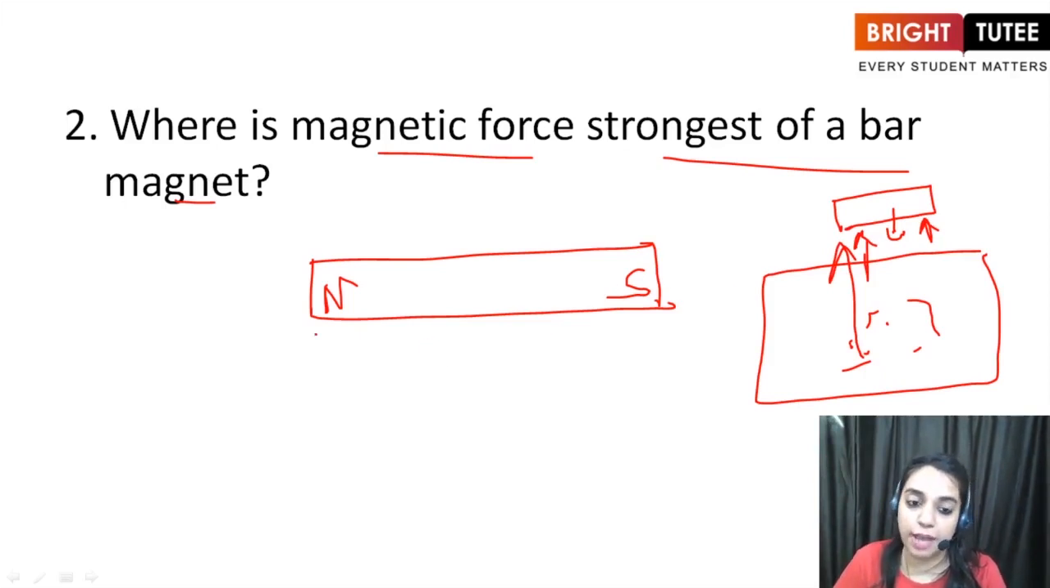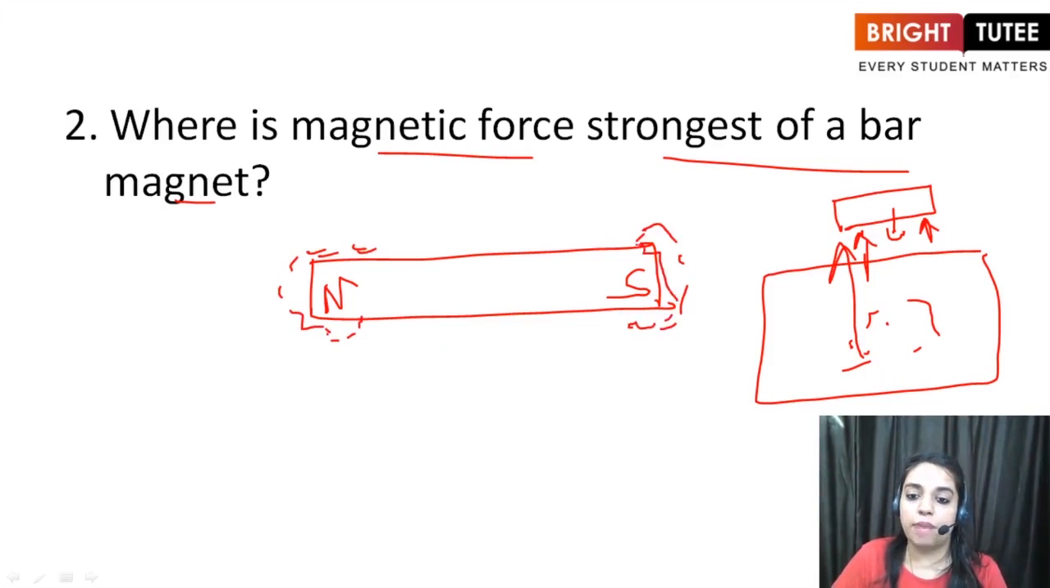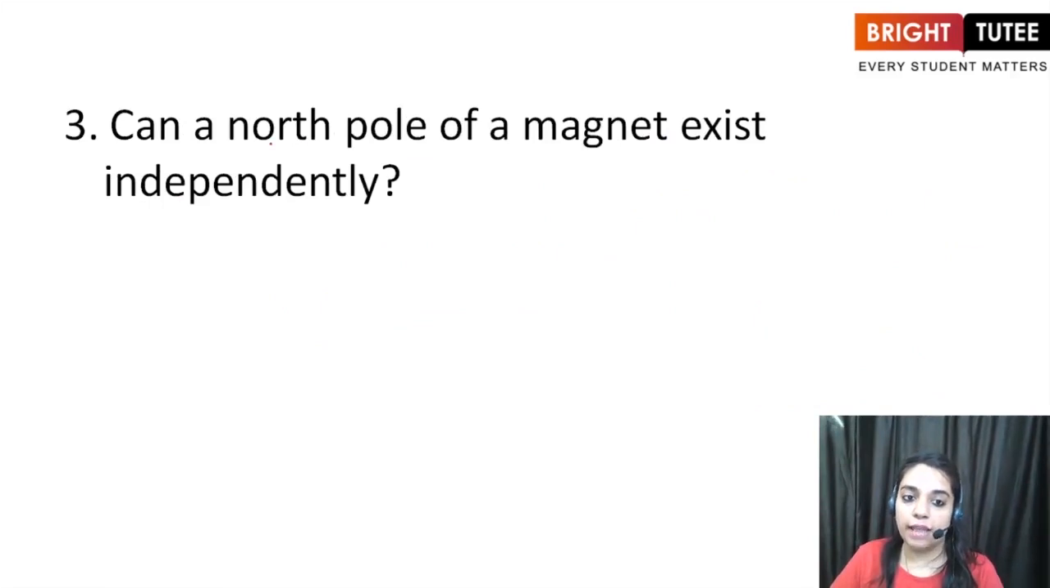And what was the pattern? That most of the iron filings were clinging to the poles of the bar magnet. This suggested that the strongest magnetic force in a bar magnet is at its poles, right? So let's move to the next question, which is can a north pole of a magnet exist independently?